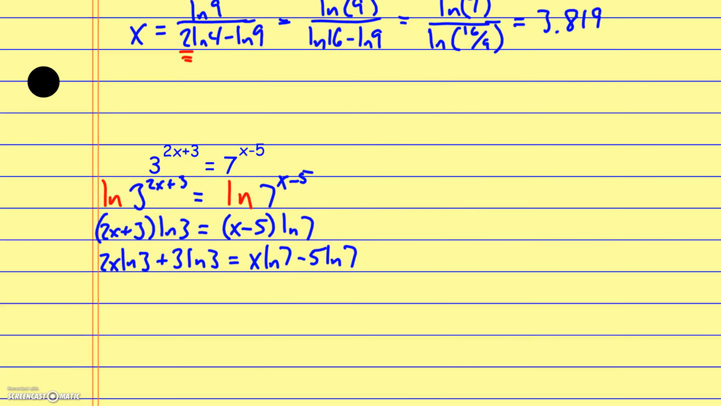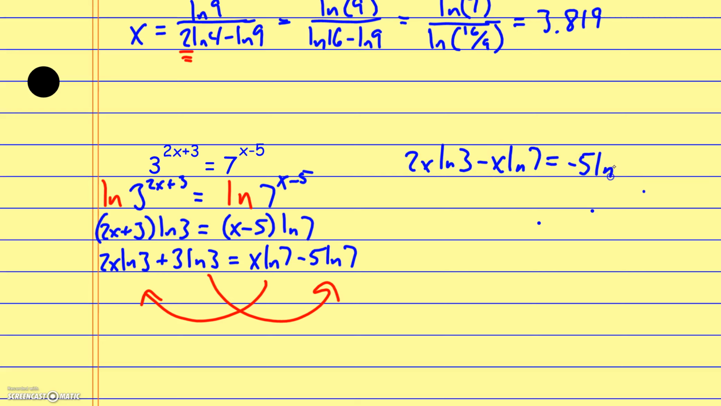And now from here, I need to gather my x's on one side, and I need to gather my constant terms on the other side. And there's a couple interesting things that I should notice here. But the first thing is, we generally try to bring this guy over to this side, and that would be fine. That means I'm going to bring this guy over to this side, and the end result there would be a 2x natural log of 3 minus x natural log of 7 equals a negative 5 natural log of 7 minus a 3 natural log of 3. And the thing you should notice here is how many negative signs there are. Okay, I've got a negative sign here, a negative sign here, a negative sign here.